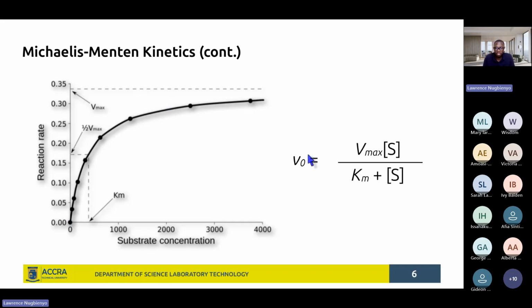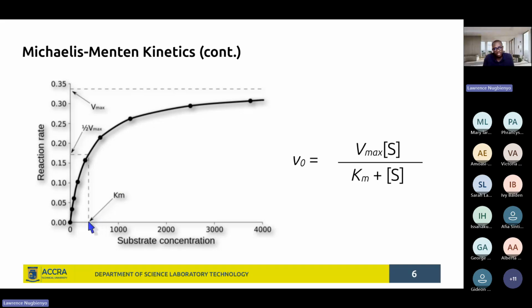So when that equation is derived, you come to what we have as the Michaelis-Menten kinetics, the Michaelis-Menten equation, where you have V or V null, which is the rate of the reaction, equals the maximum rate of reaction times concentration of the substrate divided by the Michaelis-Menten constant, which is written as Km, plus concentration of the substrate.